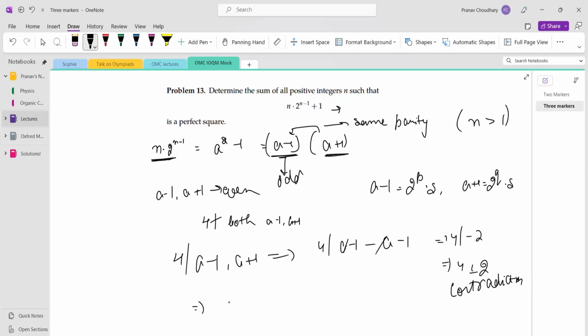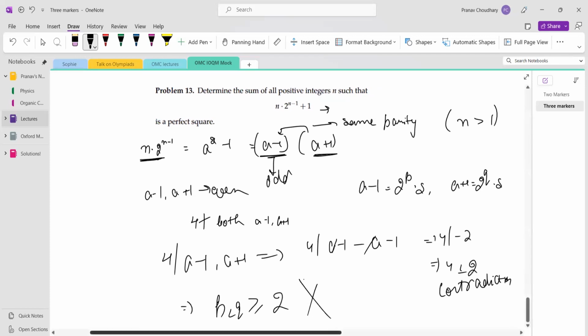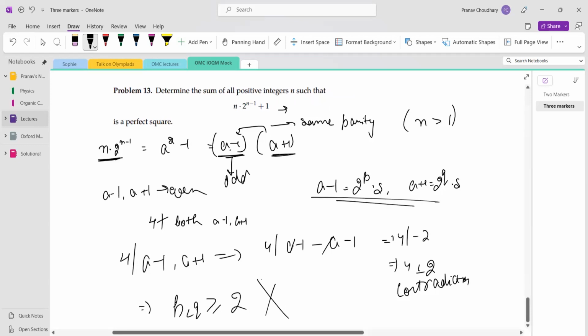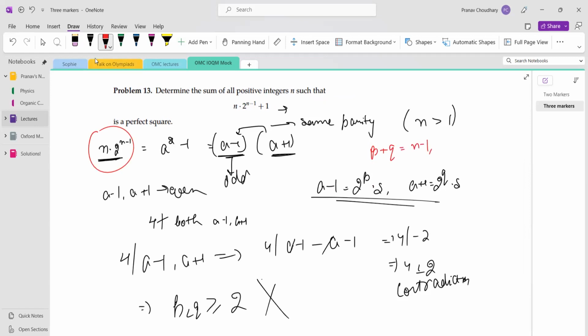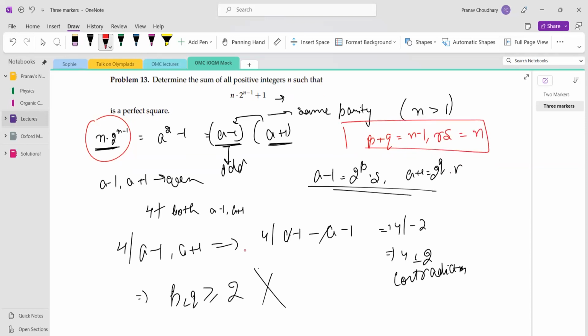Which means P or Q cannot be both greater than 2. Also notice that the product of these two things is like this. So this gives you P plus Q should be n minus 1. Oh, sorry. Here it should be R, just another variable, and the second one should be R. And R times S would be equal to n. So you have these conditions.